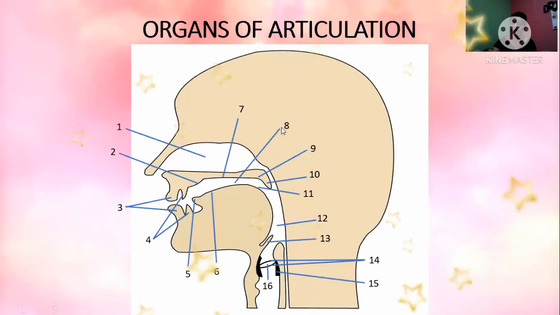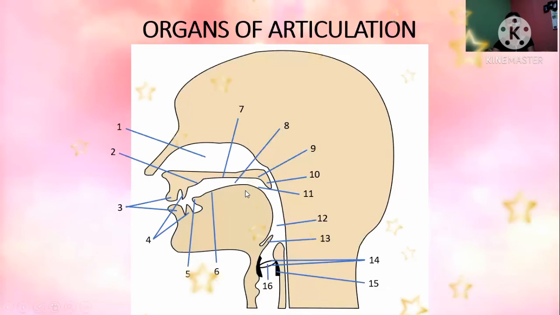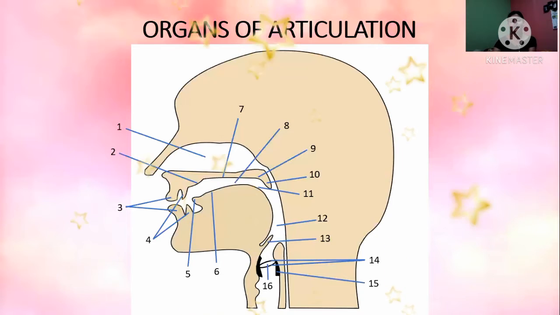In number 8, we have the oral cavity. The oral cavity includes the lips, the hard palate, the soft palate, the retromolar trigone, the front two-thirds of the tongue, the gums, the buccal mucosa, and the floor of the mouth.